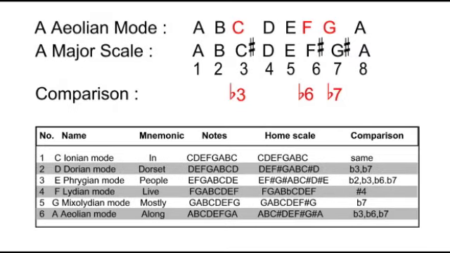For the A Aeolian mode we compare the notes to the home scale of A major. The Aeolian mode has 3 notes that differ from the major scale. The 3rd, 6th and 7th notes of the A major scale are all flatted to make the A Aeolian mode. So in the comparison column we have the formula flat 3, flat 6 and flat 7. The sharp-eyed among you will have spotted that this is of course the natural minor scale formula.